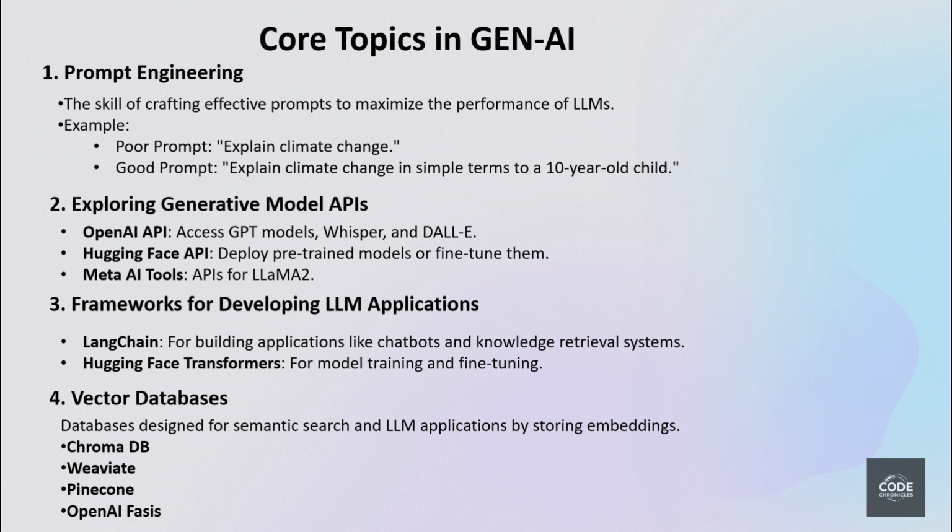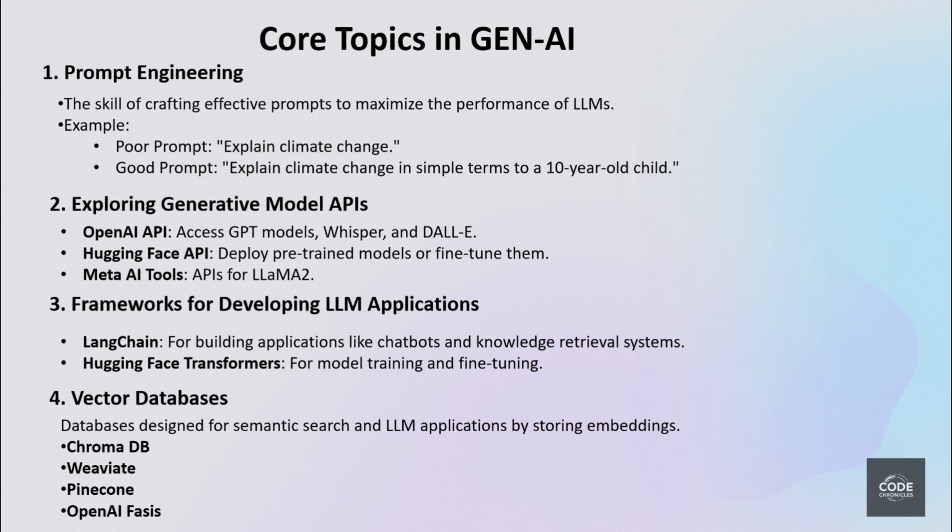Let's look at some key APIs. OpenAI offers access to models like GPT, Whisper, and DALL-E. Hugging Face provides APIs to deploy pre-trained models or fine-tune them to your needs. And Meta's tools include APIs for working with Llama 2, allowing for efficient and powerful implementations.